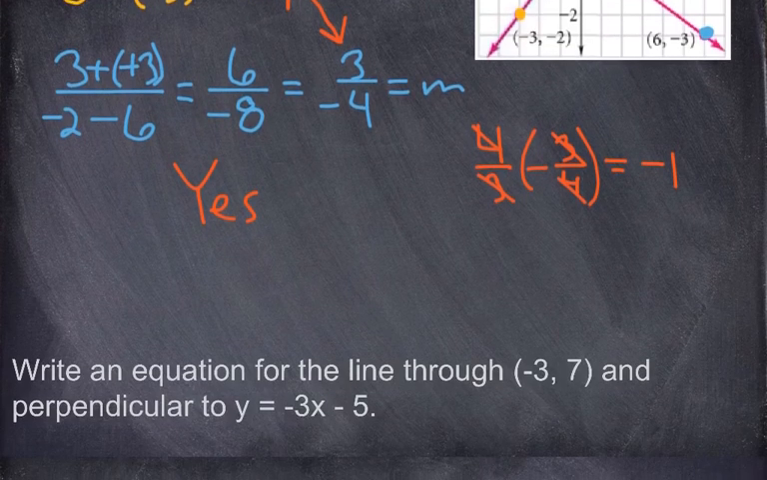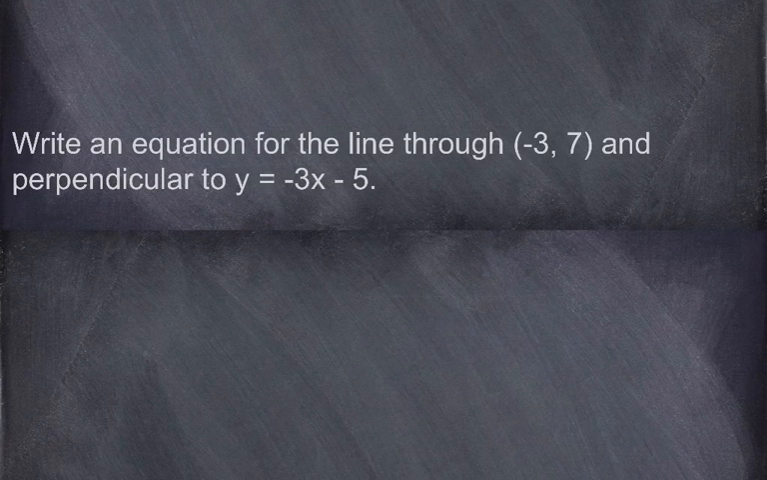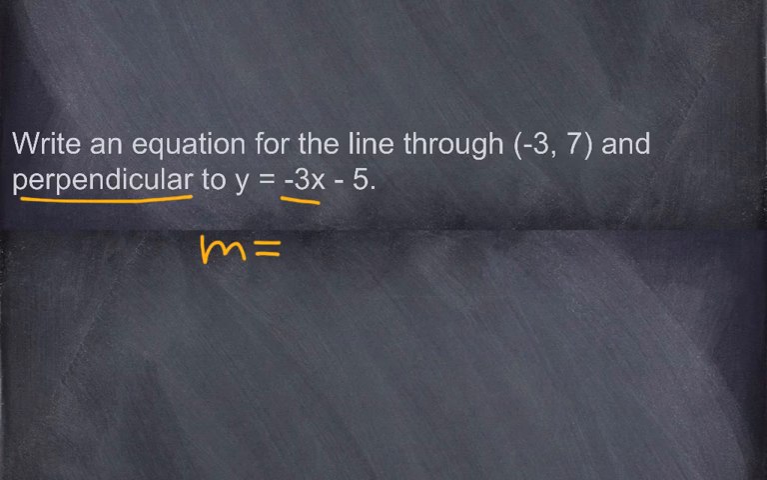Okay. Last problem. Write an equation for the line through negative 3, 7 and is perpendicular to y equals negative 3x minus 5. Again, we look at our slope, but we want perpendicular. That means the slope that we want to use has to be perpendicular to negative 3, which we switch the symbol, so positive, and flip the fraction. And again, there's an invisible 1 underneath that 3, so when you flip it, it becomes positive 1/3. Okay, so that's the slope we're going to use. This is the point we're going to use. We're going to put it in the point slope.